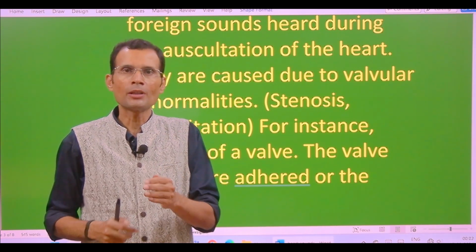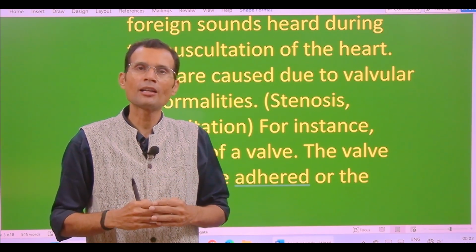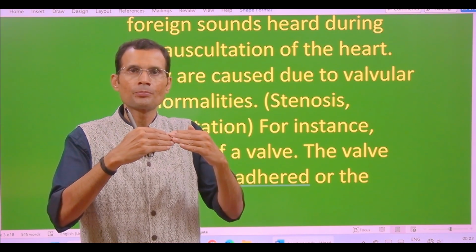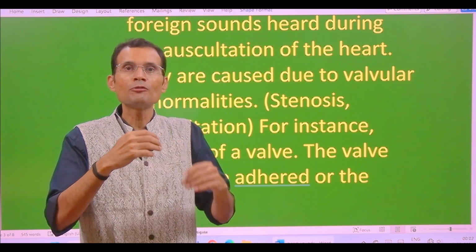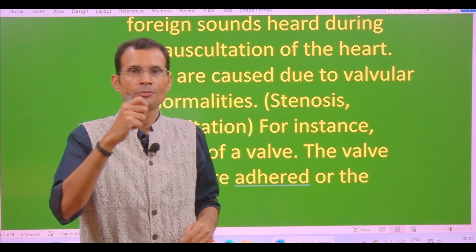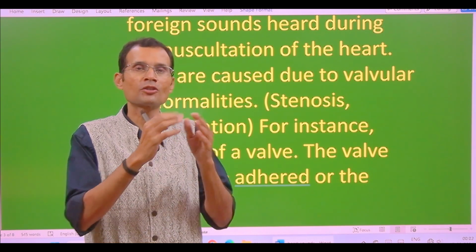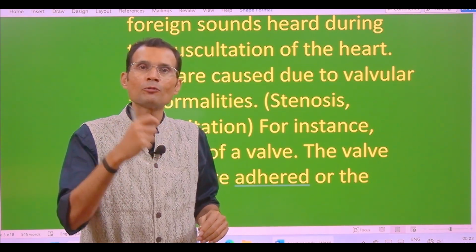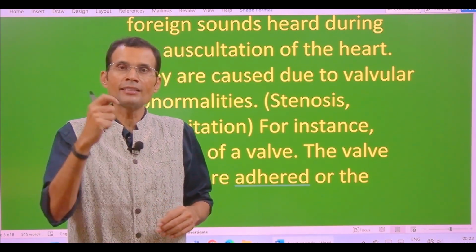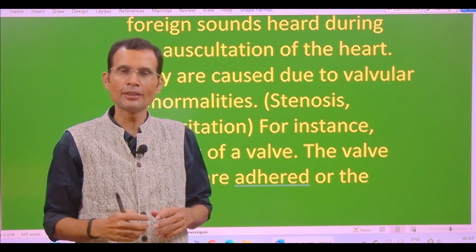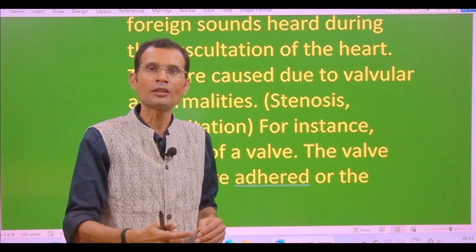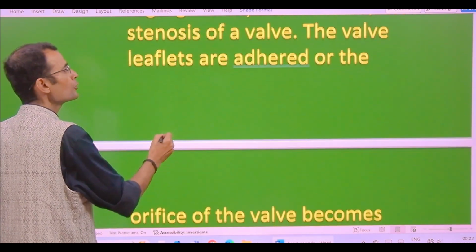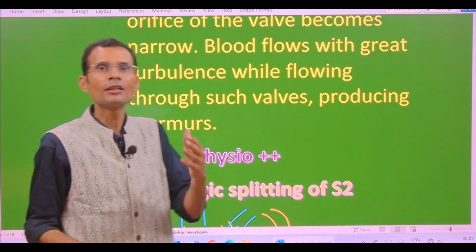But just for example, stenosis. What is stenosis of a valve? When the valve leaflets adhere to each other, they cannot move freely, and the valve orifice is narrowed. That's the condition of stenosis of a valve. The valve leaflets adhere to each other and the valve orifice is narrowed. And since the blood has to go through that narrowed orifice, the blood goes with turbulence, and that turbulence produces the murmurs. So murmurs are produced because of such valvular heart diseases.